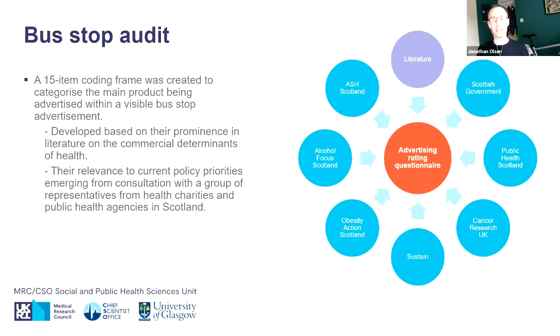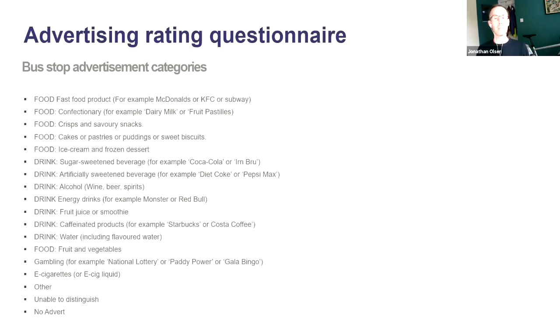So using this data from the literature and from the consultation, we were able to create our bus stop rating questionnaire. So this was what we wanted to understand and categorize. So each bus stop that we rated, we wanted to know whether any of these products were being advertised there. So from fast food products, confectionery, sugar sweetened beverages.